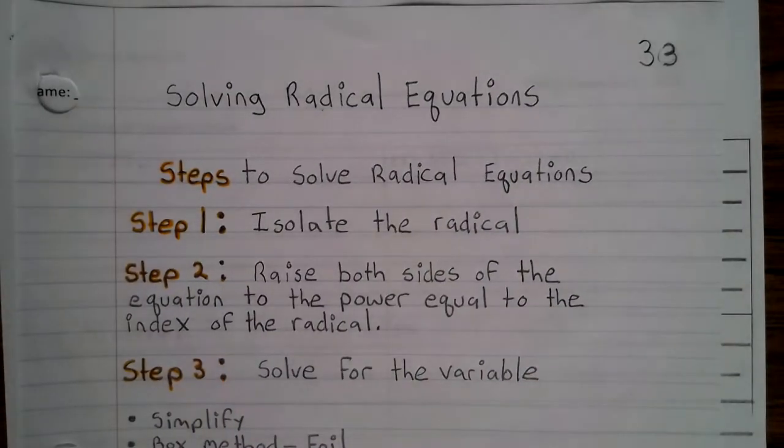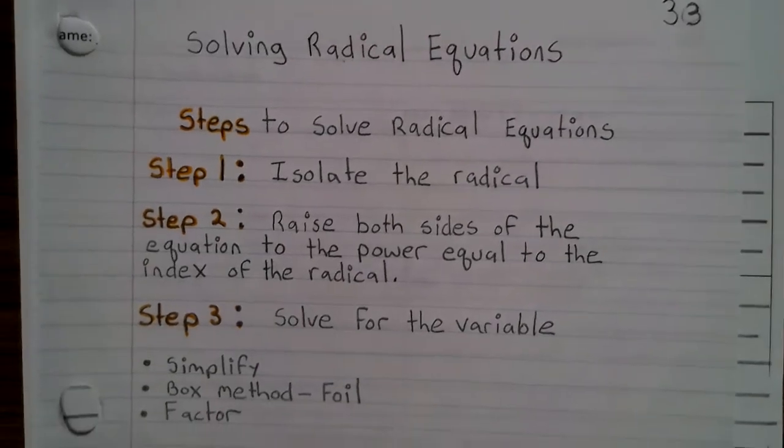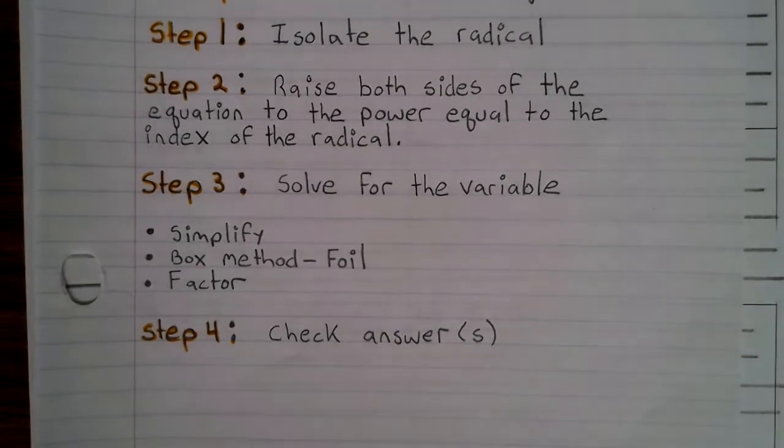Solving radical equations on page 33. Steps to solve radical equations. Step 1, isolate the radical. Step 2, raise both sides of the equation to the power equal to the index of the radical. Step 3, solve for the variable. You can either simplify, box method FOIL, or factor. Step 4, check answers. Okay, so if you would, finish your notes.